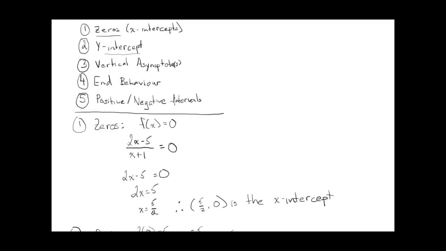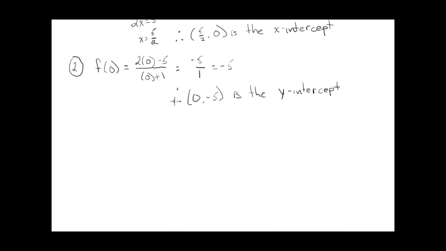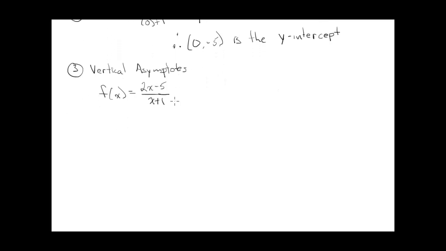So the third thing we're going to look for is vertical asymptotes. So f of x was equal to (2x minus 5) over (x plus 1). Now the question is, when do vertical asymptotes occur? Vertical asymptotes are going to occur whenever this function is undefined. So that would be whenever the denominator, or q of x, is equal to 0. So take the denominator, set it equal to 0, and that would be your vertical asymptote.